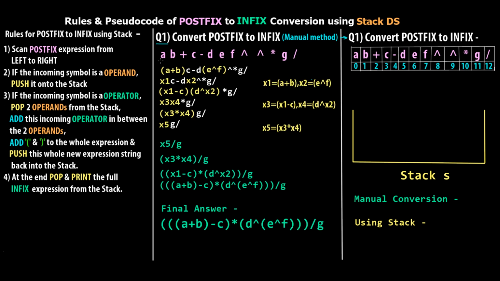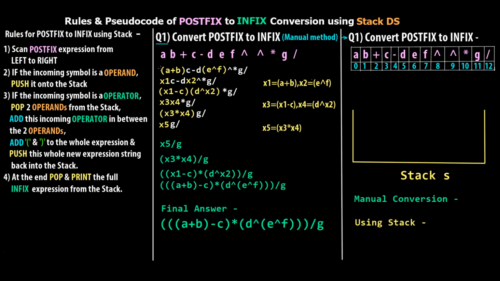Okay, so this is the postfix expression. We have AB plus C minus DEF raised to star G divided by. Now if you followed previous tutorials, we are taking this example throughout all the tutorials. That is because this example pretty much covers all the rules, all the possible use cases. And this is a postfix expression which needs to be converted to the infix format.